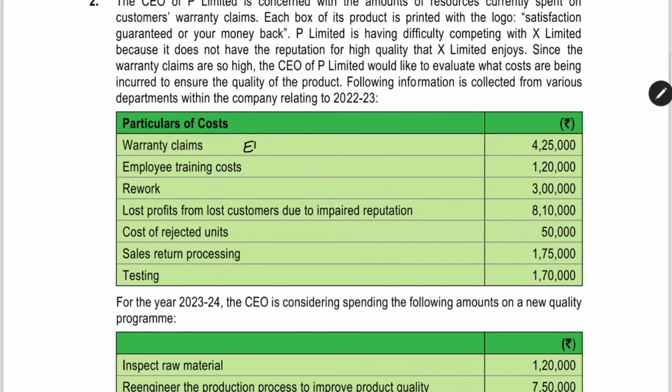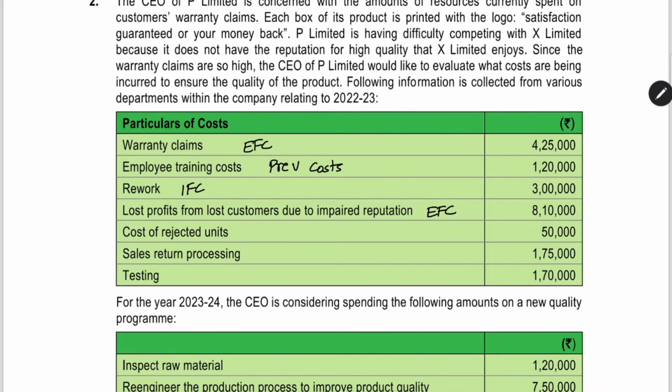Warranty claims are an external failure cost, because the product reached the customer, and after that he is placing a warranty claim with the company because the product is faulty. Employee training is a preventive cost. Rework is an internal failure cost, because within the company itself, we identify the defect and do the rework. Lost profit from lost customers is an external failure cost because of bad reputation.